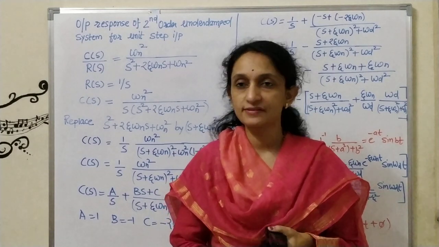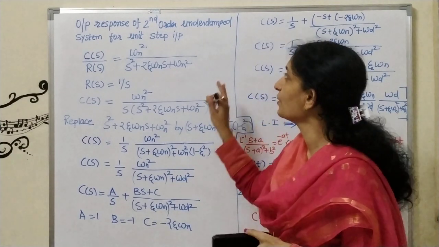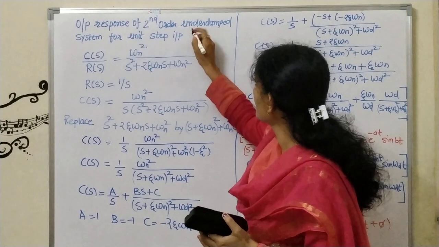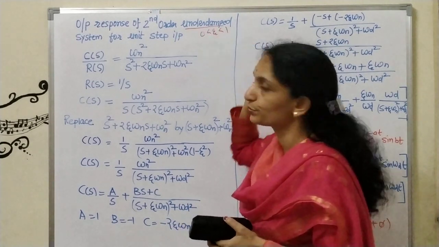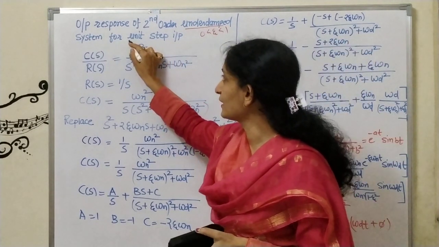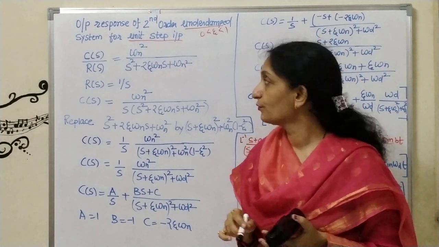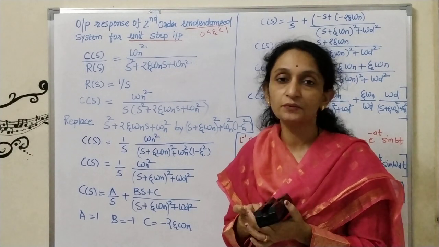Students, today we will see the expression for output response of second order underdamped system. When I am saying underdamped, we know that the range of zeta should be within 0 to 1. One important thing, we are calculating output response for unit step input. We know that when we are considering unit step input, R of S will be 1 by S.